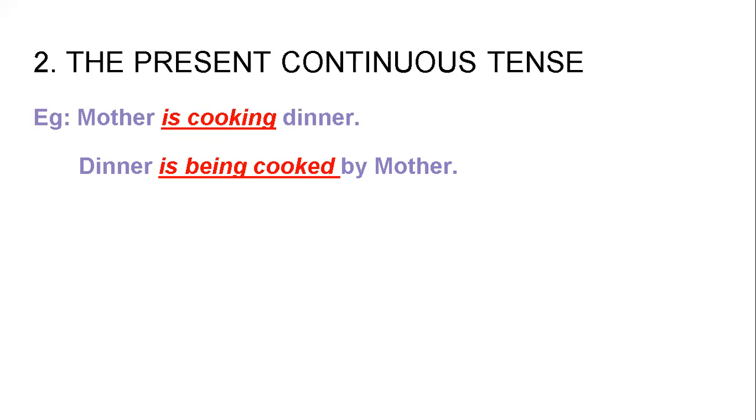In the present continuous tense, like I just told you, the word being will be used. See that? So the first change that you have to see is the object becomes the subject and the subject becomes the object.